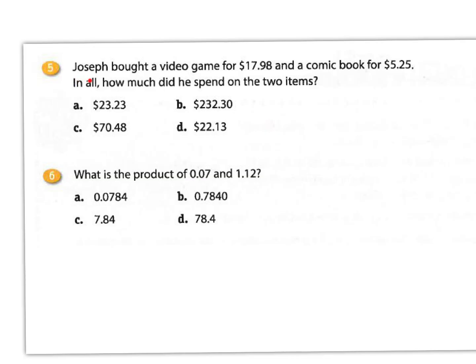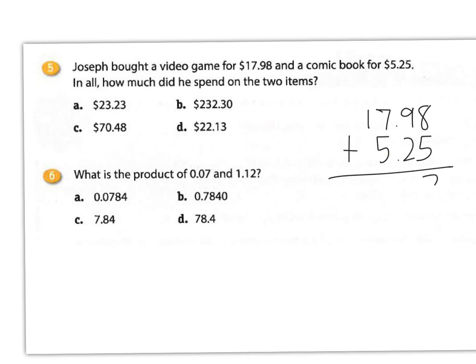This says, number 5, Joseph bought a video game for $17.98 and a comic book for $5.25. In all, how much did he spend on the two items? Well, in all, we can add those up. So we have 17.98 plus 5.25. We can add those up.